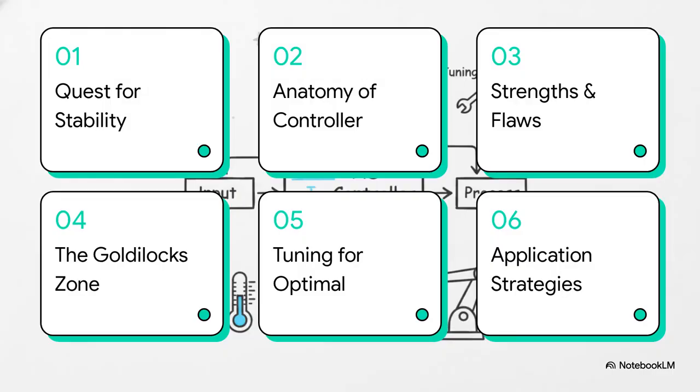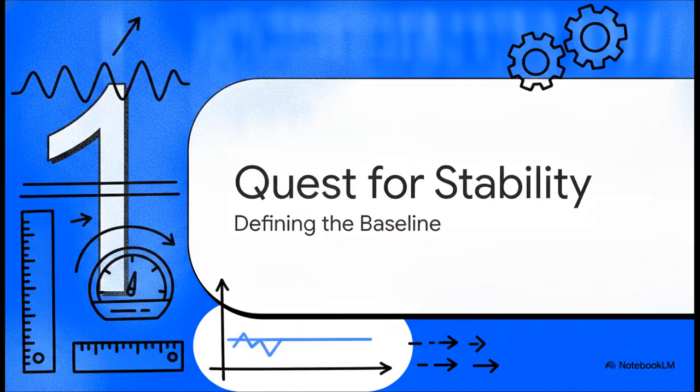Okay, here's our roadmap for today. We're going to start with the quest for stability, break down the anatomy of a controller, and look at their strengths and fatal flaws. Then, we'll find that Goldilocks zone, learn about tuning for optimal performance, and finally, wrap up with some practical application strategies. Let's get into it. Section 1.